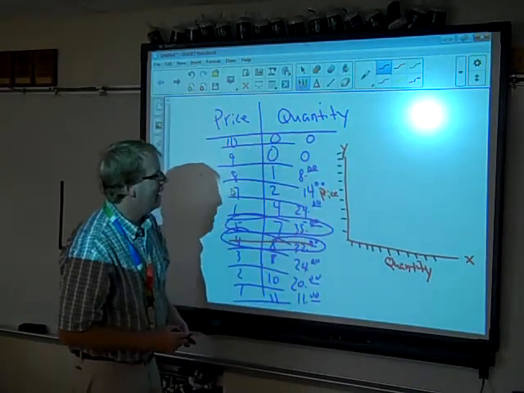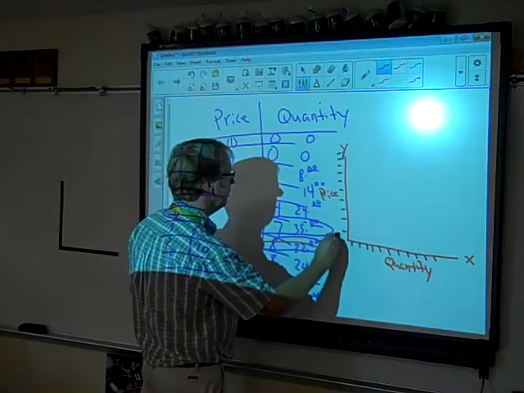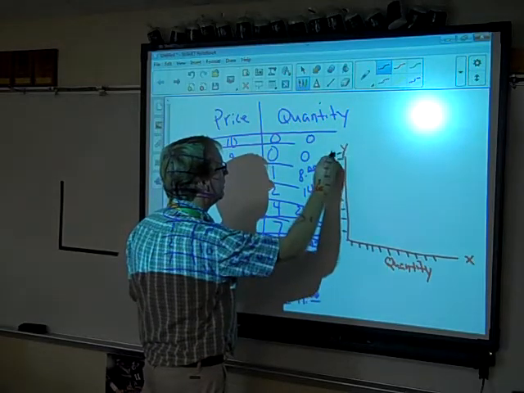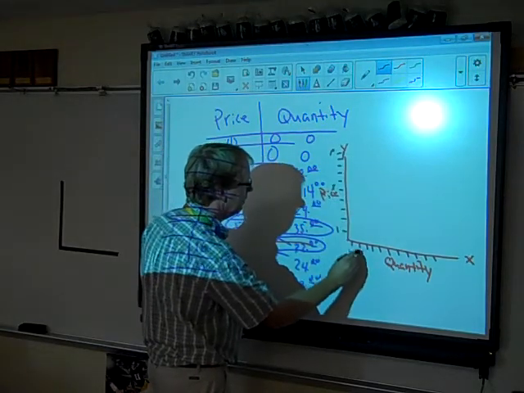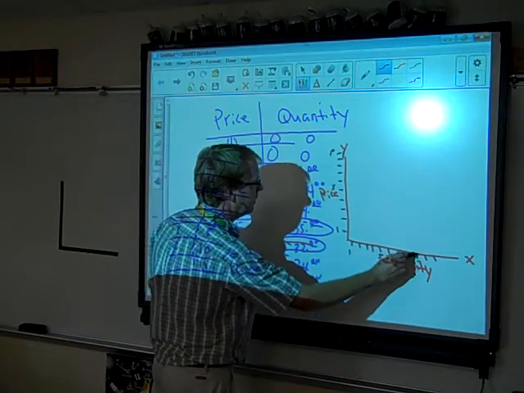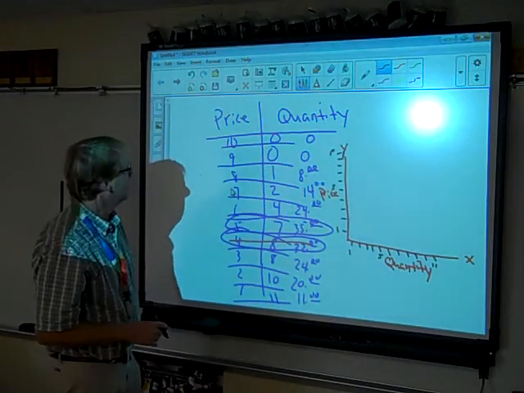Okay. Now I want to graph these things. So let me just put some numbers in here to help us. 1, 5, that's 10, 1, that's 5, that's 11. Okay, now let's start graphing some things.